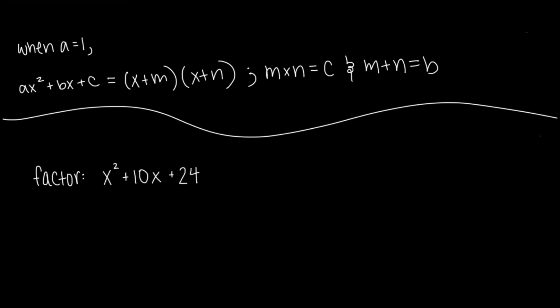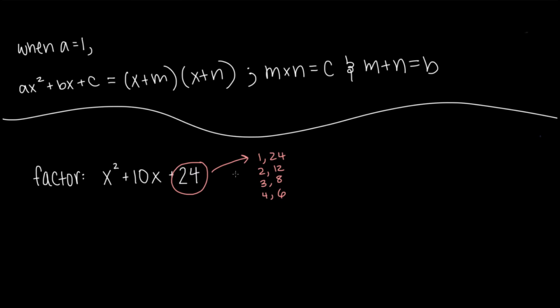So we have our problem and it's asking us to factor x squared plus 10x plus 24. Over here, our a is equal to 1 and it's in the form ax squared plus bx plus c. The way I like to factor these is to take our c value right here and list out all of its factors. So let's list them out. We have 1 and 24, 2 and 12, 3 and 8, and 4 and 6. These are our factor pairs for 24.